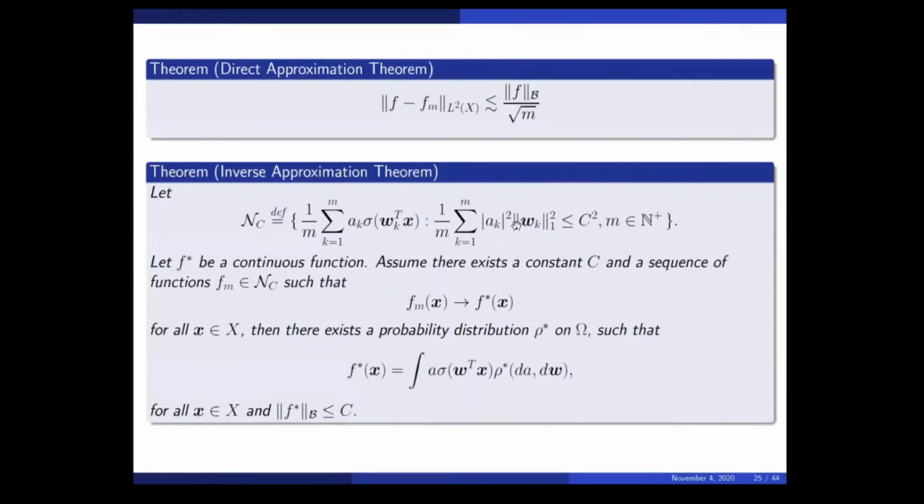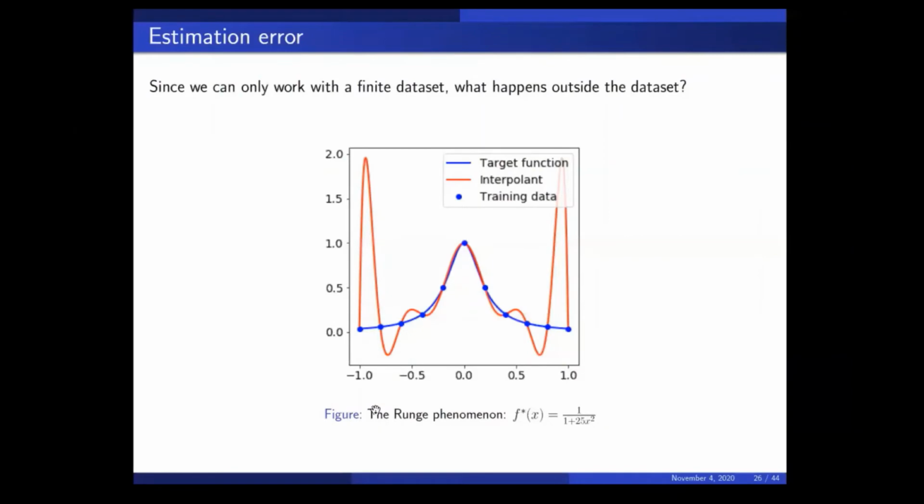Conversely, if a function f star can be approximated by two-layer neural networks with some uniform bounds, then that function f star has to be in the Barron space. Namely, it has to have a representation of this type with some probability distribution rho star, and the Barron norm is finite. Okay, so that's the first issue, namely the approximation property.